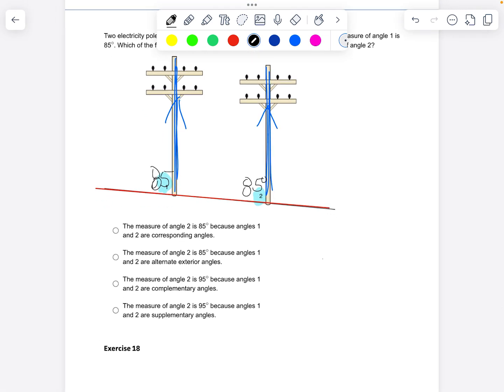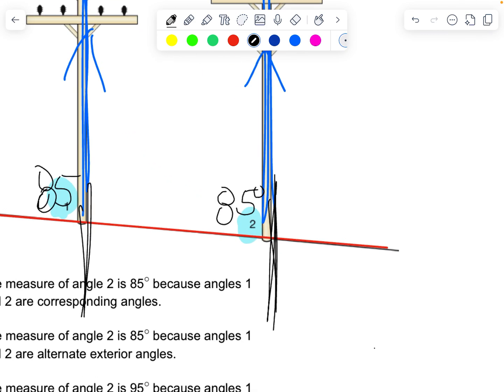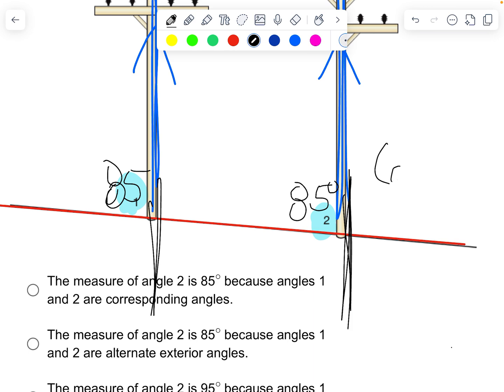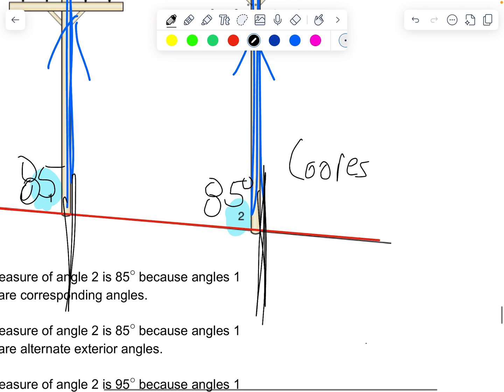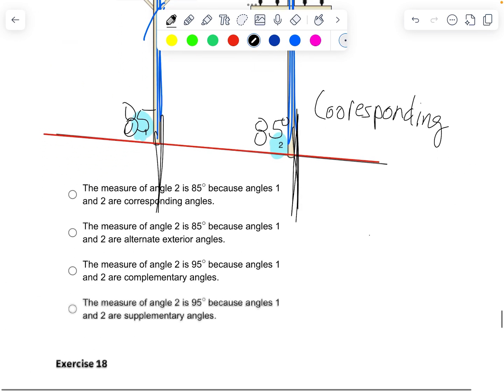The measure of angle 2 is 85 because angle 1 and angle 2 are corresponding angles. They are, because if you cut them like right here, angle 1 and angle 2 are corresponding. So this one's a yes.